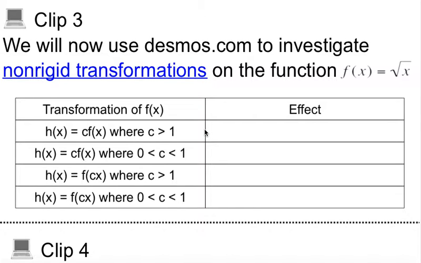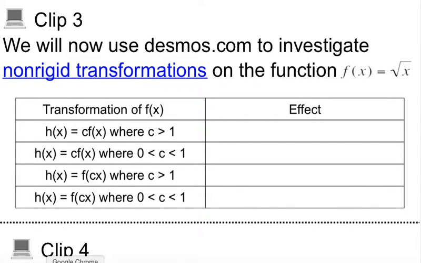We're going to look at some non-rigid transformations. So non-rigid transformations is when the shape of the graph is actually changing. Remember, before we kept the same shape of the graph, it just moved around. Now our graph is going to change, skinnier, fatter, some of those things.